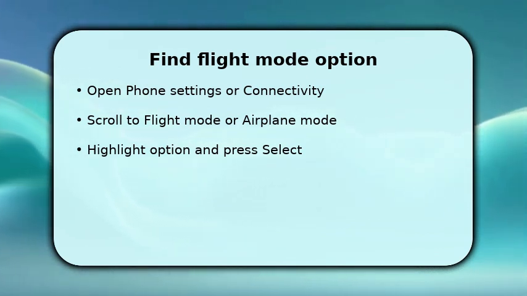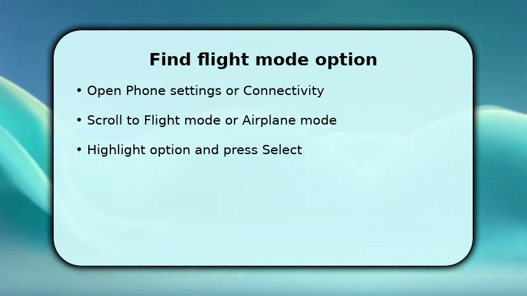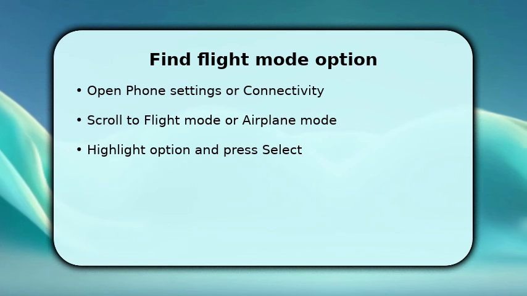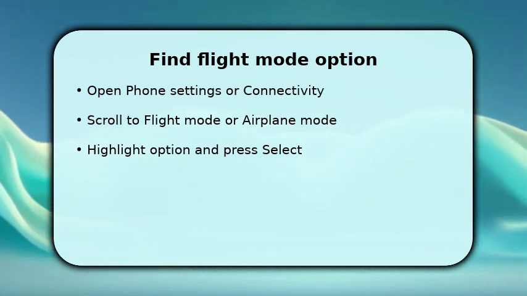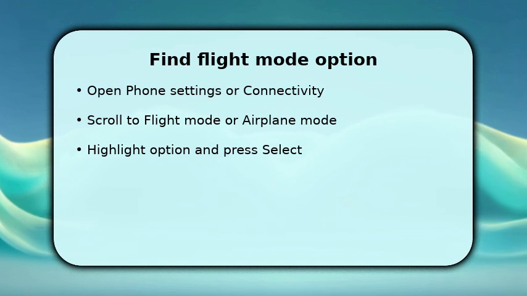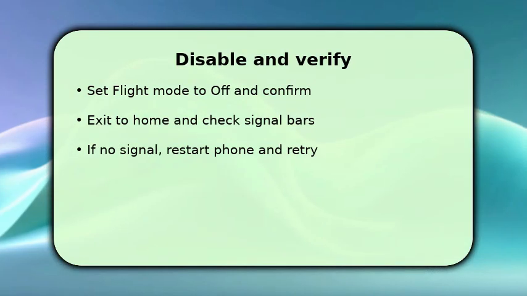You do this because Flight Mode disables radio functions. Toggling here restores network radios. Take a beat to read the on-screen label, so you don't toggle a different feature. Finally, change the flight mode setting to off and press the center key to confirm.